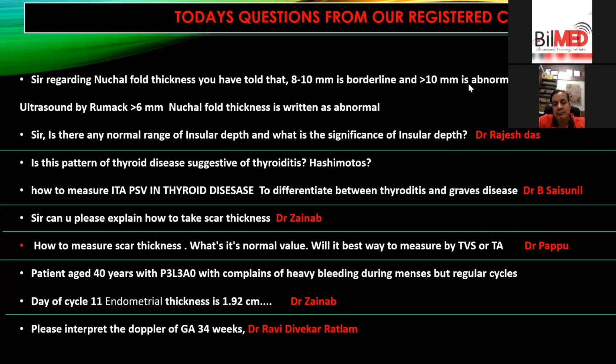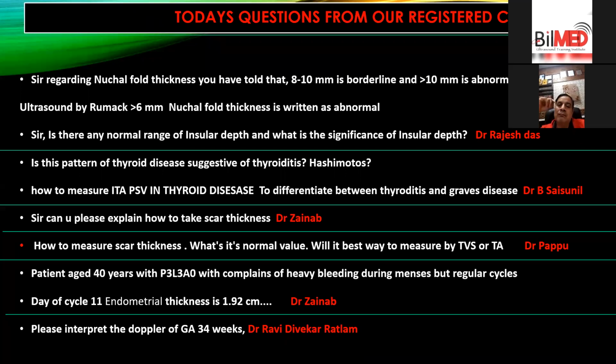First question is, sir, regarding the knuckle fold, you have told that 8 to 10 mm is borderline and greater than 10 mm is abnormal. But in Diagnostic Ultrasound by Rumack, greater than 6 is abnormal. Knuckle fold thickness is written as abnormal. These are the copy pasted questions. What I mean is, as we got them, we copied and pasted them, so the language is original.